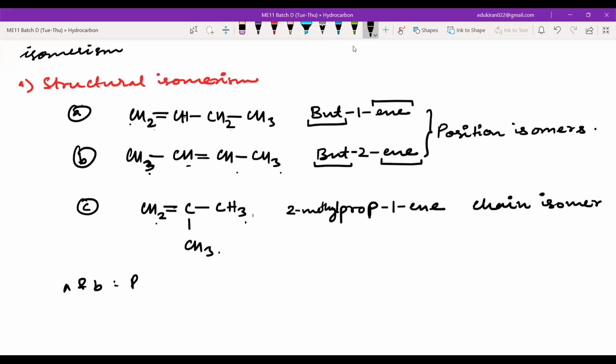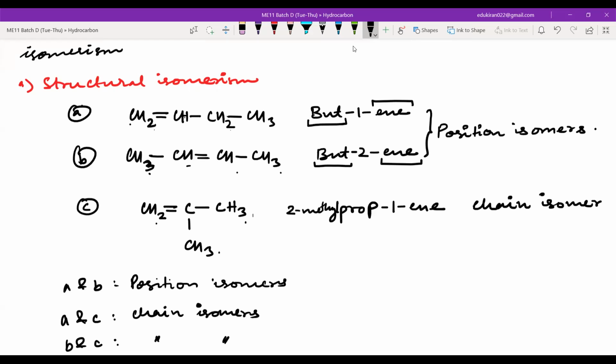That means I can say A and B are position isomers. And after that, A and C are chain isomers. You can also say, A and C, and similarly B and C also chain isomers, right? B and C can also be named as chain isomers, because basically we are having a different chain.